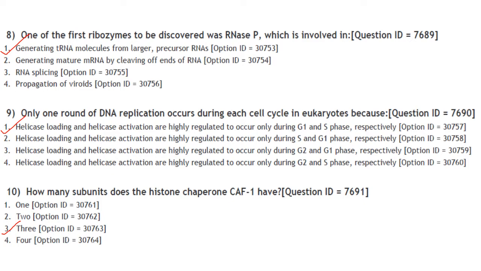Then, how many subunits does the histone chaperone CAF1 have? Chromatin assembly complex 1, that is called CAF1, is a major histone chaperone involved in the deposition of histone H3 and H4 into the nucleosome. And CAF1 has 3 subunits. So, the answer here is option 3.